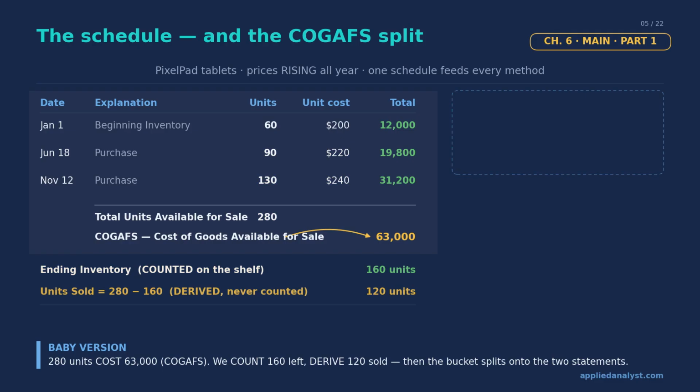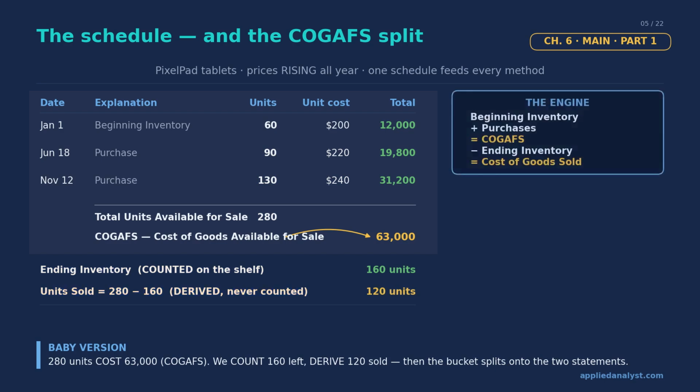And there's the whole ball game, 160 left, but at which cost? Burn that phrase in, because FIFO, LIFO, and average are about to answer it 3 different ways. 2 tiny formulas run this entire machine. Beginning inventory plus purchases equals cost of goods available for sale, $63,000. Then goods available minus ending inventory equals cost of goods sold. Everybody agrees on the bucket. The methods only argue over how to divide it.